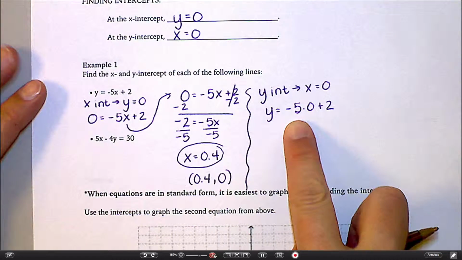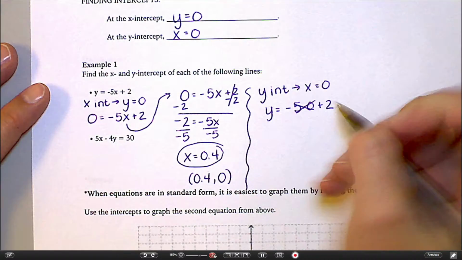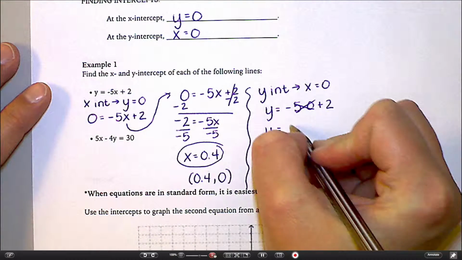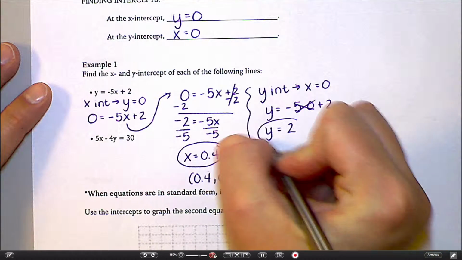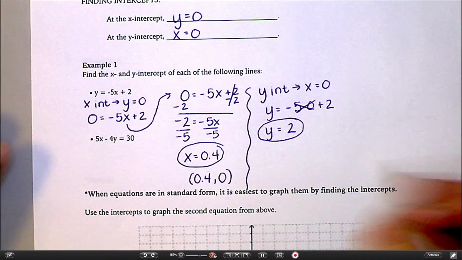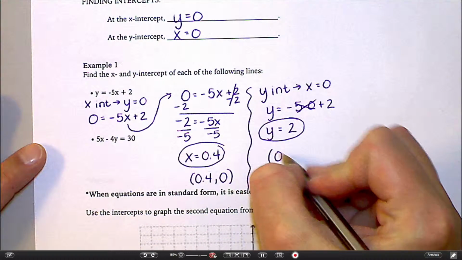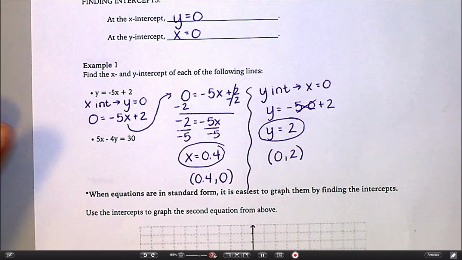Well, what's going to happen with negative 5 times 0? It's going to be 0. Yeah, it's just gone, and I'm left with y equals 2. There's my y-intercept. Okay. How would I write that one as a coordinate? Good. 0, comma 2 because the x is the 0 this time. So 0, comma 2 would be that one written as a coordinate.